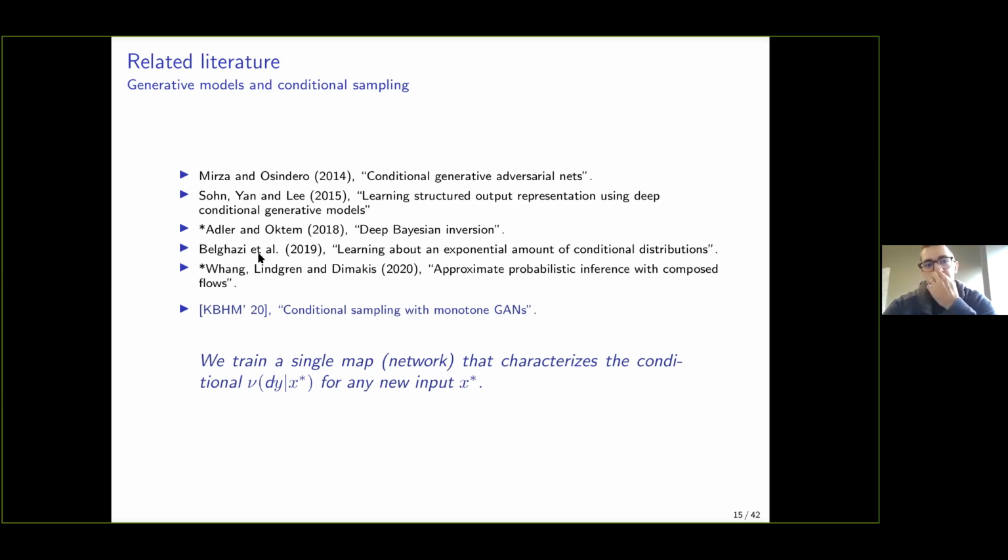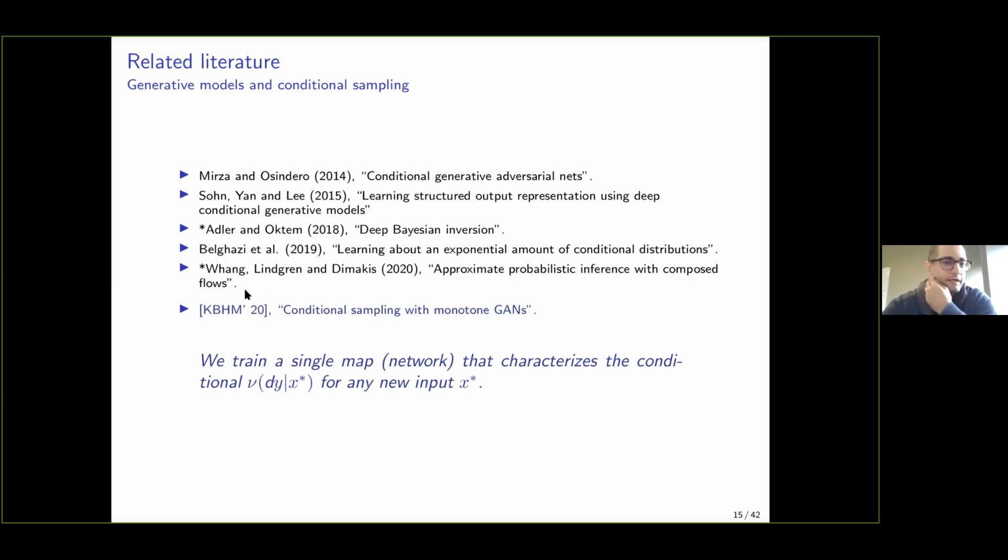There's the work of Belghazi et al., where they try to learn all the exponentially many conditionals of a distribution. It kind of includes what we're trying to do. But if you try to find all the conditionals, it's going to be intractable for the kinds of problems we're going to look at.